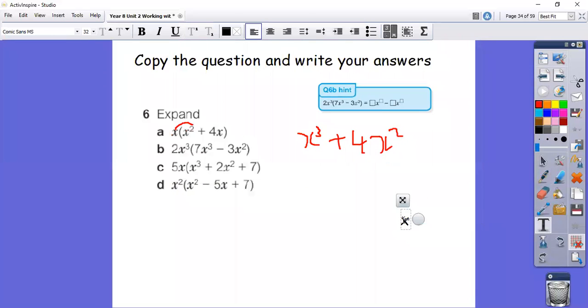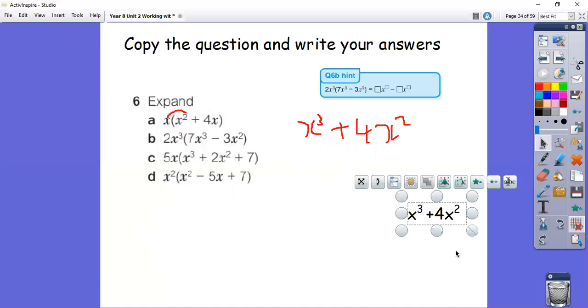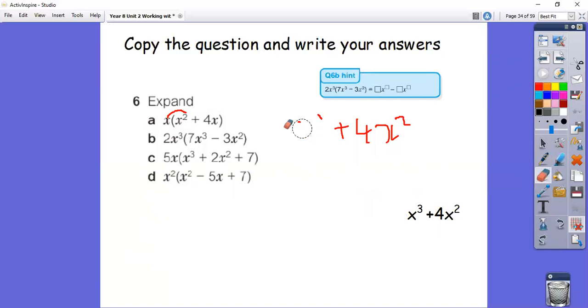It's going to be x cubed plus 4x squared. So that's your first question, 6a.